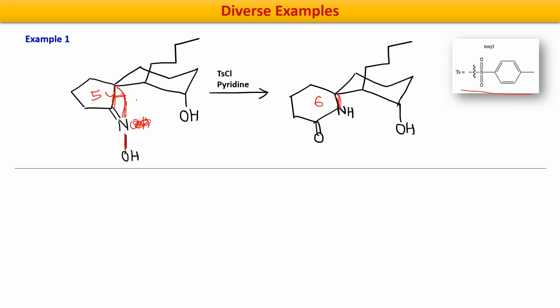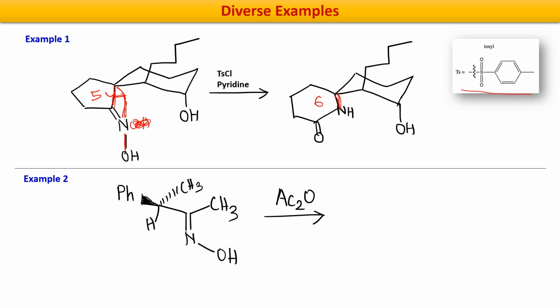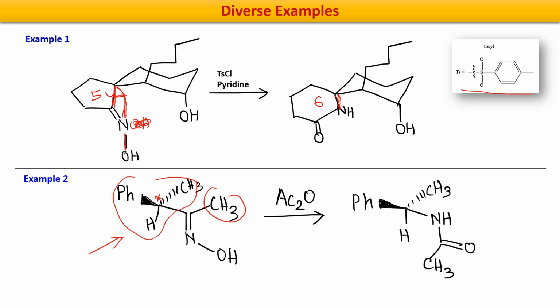This is example 1. Next example is interesting because we have a chiral center here, and as you can understand, this is one R group, this is another R group. Which R group is anti to OH? It is this, that R group containing this chiral center. Now in presence of Ac2O, we are getting the product where the chiral center is intact.